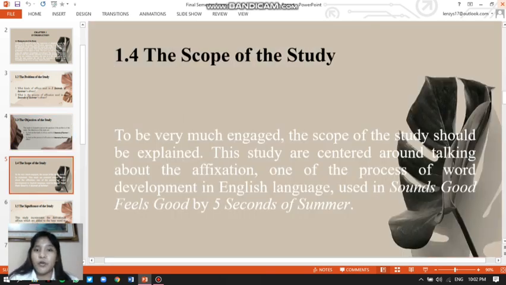1.4, the scope of the study. To be very much engaged, the scope of the study should be explained. The study is centered around talking about the process of word formation in the English language used in Sounds Good, Feels Good by 5 Seconds of Summer.